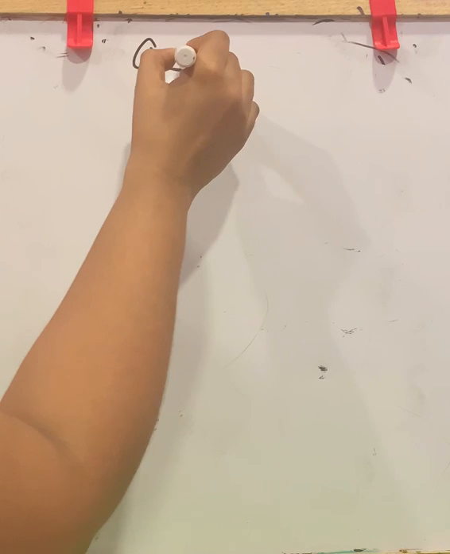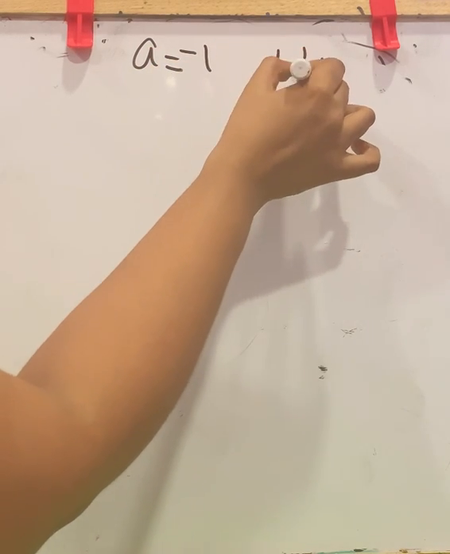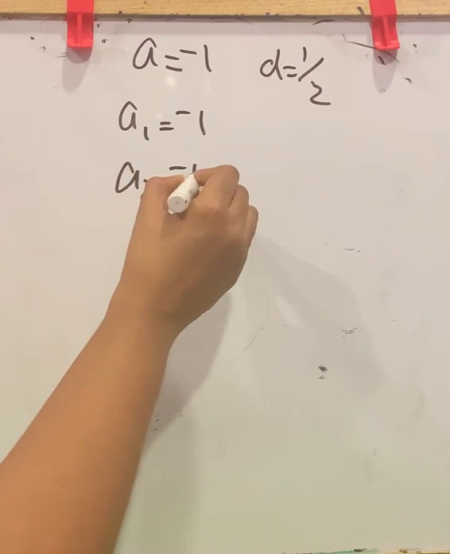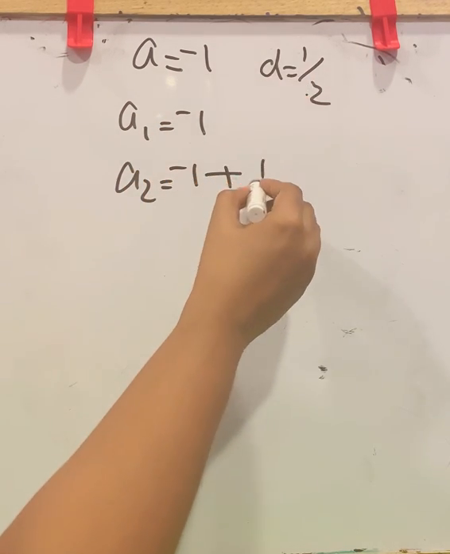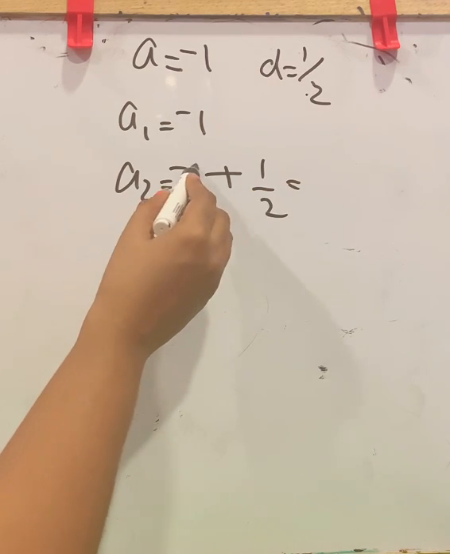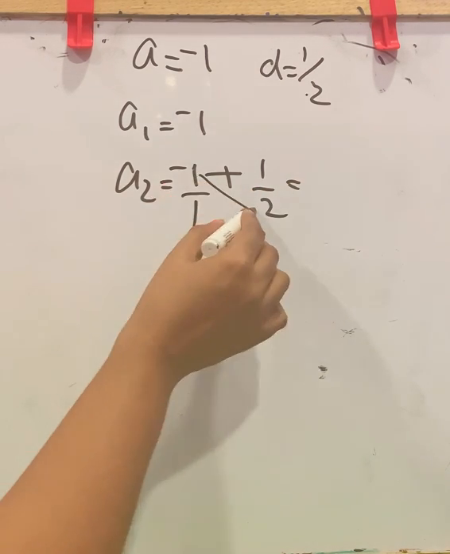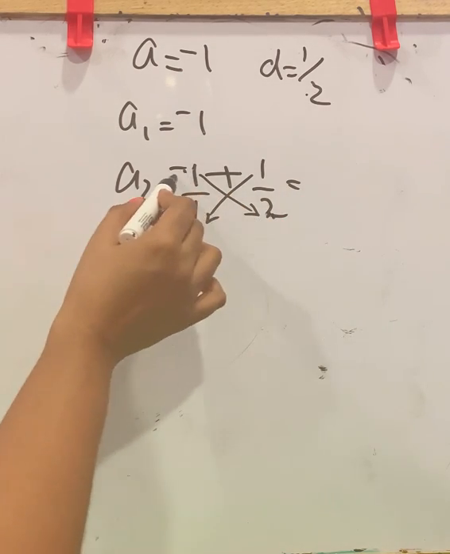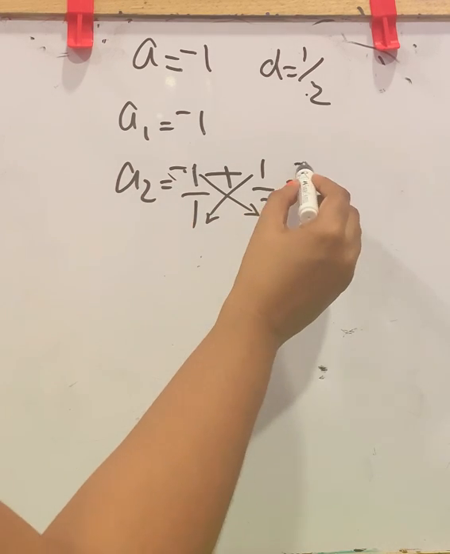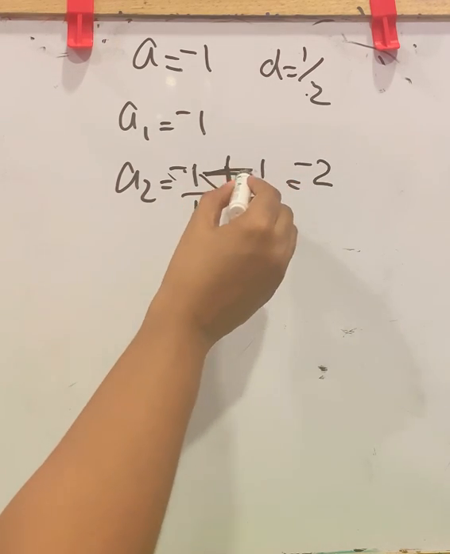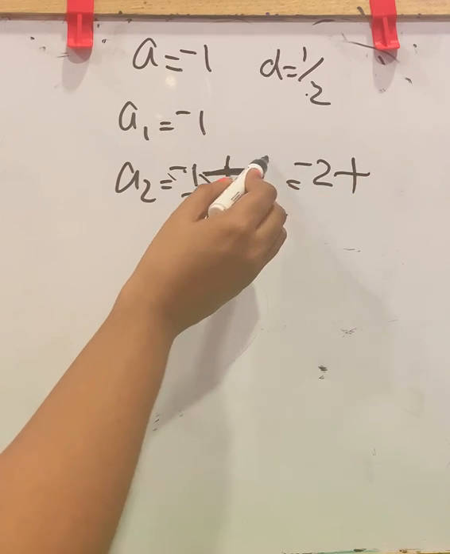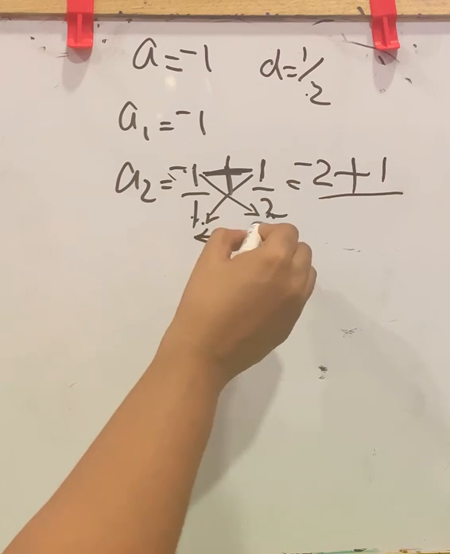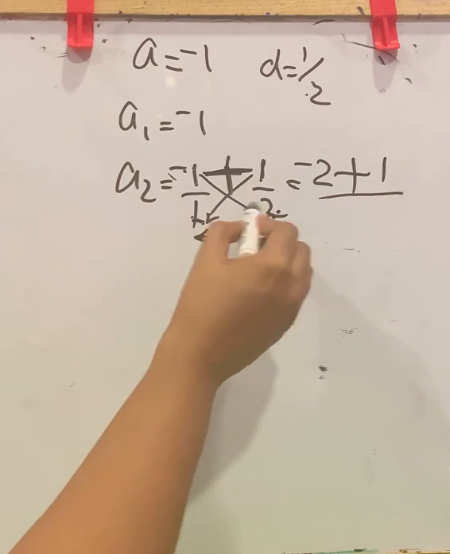Next, first term is minus 1, common difference is 1 by 2. So A1 will be minus 1. A2 equal to minus 1 plus this common difference, 1 by 2. Here, 1 simply means 1 by 1. You have to do cross multiplication. That is minus 1 into this denominator. This is numerator here. Minus 1 into 2 is minus 2. Put the middle sign here. That is plus. Now this numerator into this denominator. 1 ones are 1. Whole division. Product of two denominators. 1 twos are 2.